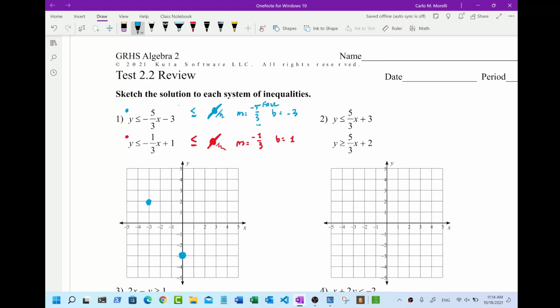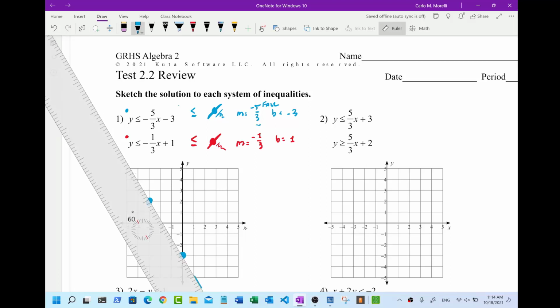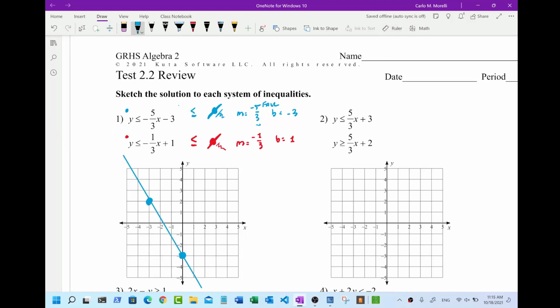Do you all understand why and how we do that? When you can't fall 5 and run 3 to the right, you just reverse. You go up 5 and 3 to the left. It's the same thing. This is a filled-in dot, so we're drawing a straight solid line. We put arrowheads on the end, and then we shade below.